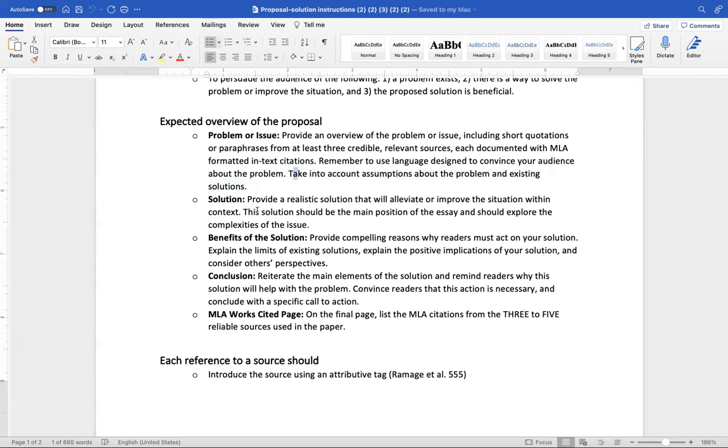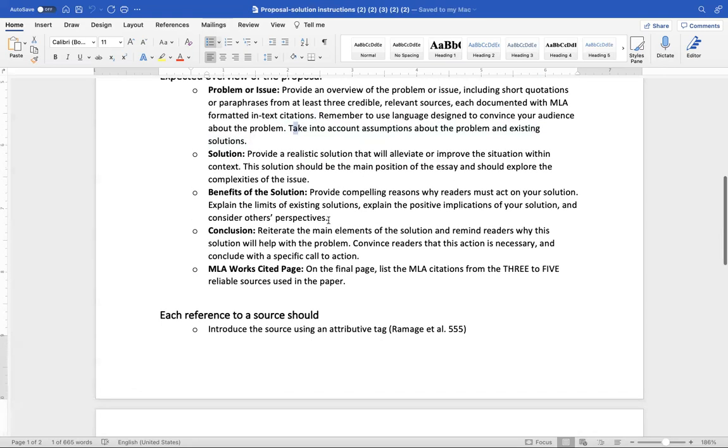In your solution, you're going to provide your thesis, a realistic solution with 2 main points, a 2-part plan about how you're going to fix it or alleviate the problem. The solution should be the main position of the paper, therefore it's your thesis, and should explore the complexities of the issue.